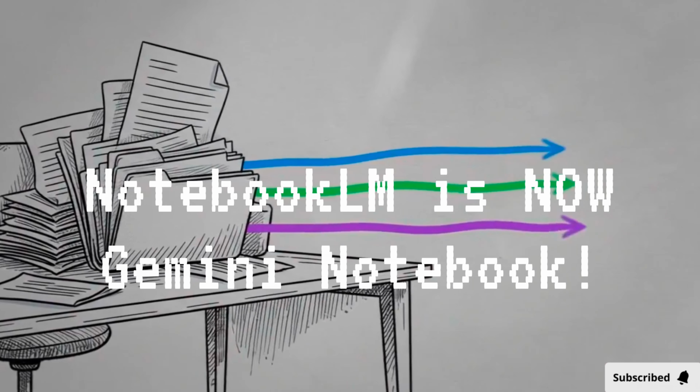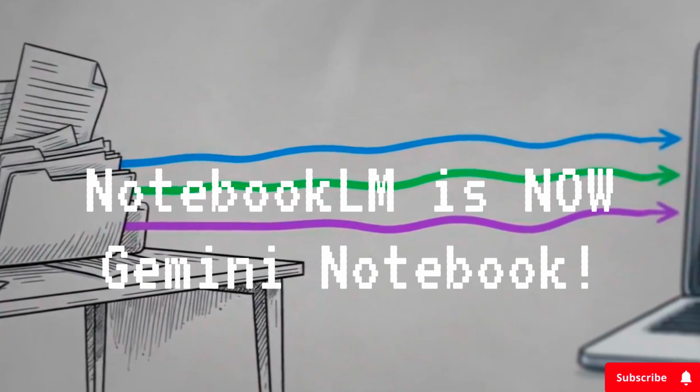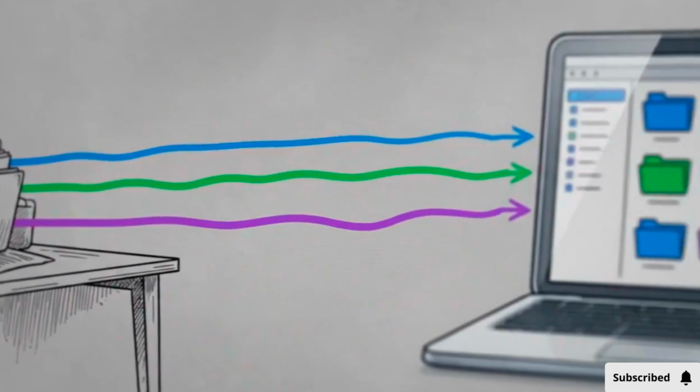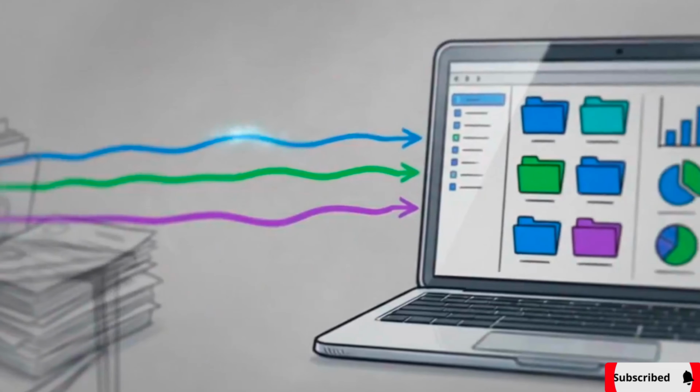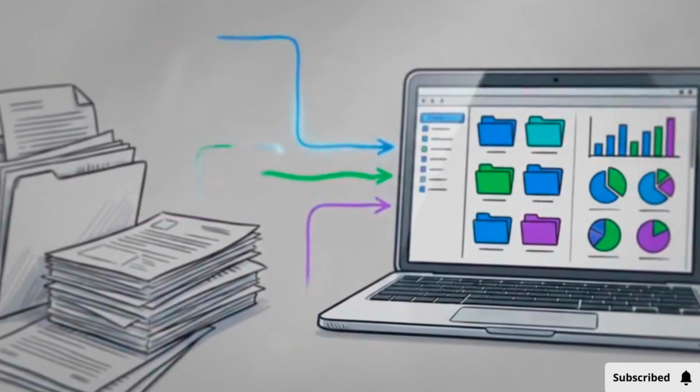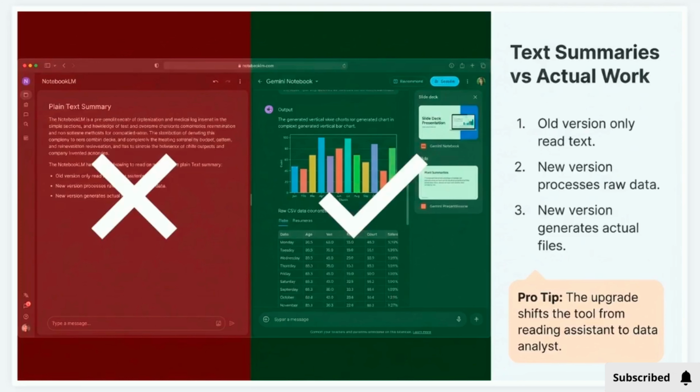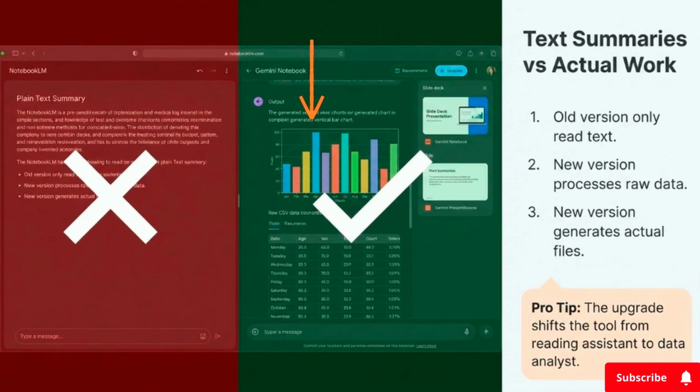Welcome to Gemini Notebook. NotebookLM has undergone a massive upgrade, shifting how it processes your information from scattered text into organized intelligence. This comparison highlights the core shift. The old version on the left was built to read and summarize text. The updated interface on the right actively processes raw data and generates complete, usable files.